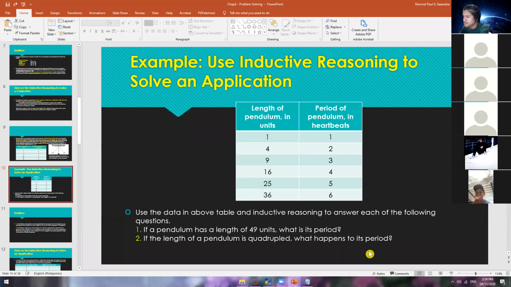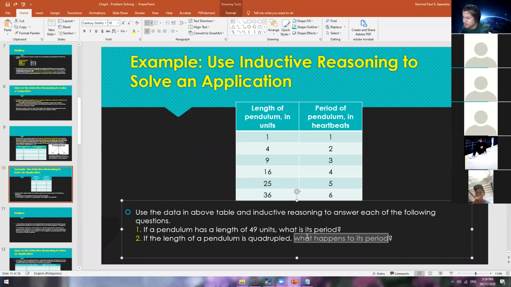Sir, times 4. Yeah, very good. Hindi. Sa period tayo, sa period. Ano yung mangyayari sa period? So if the length of the pendulum, this one, the left side, was quadrupled, what happens to its period?